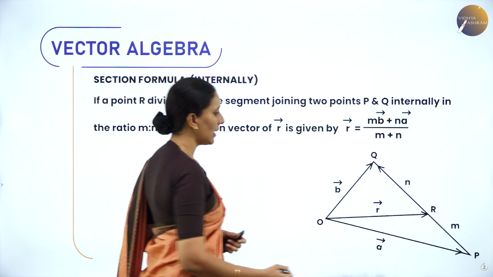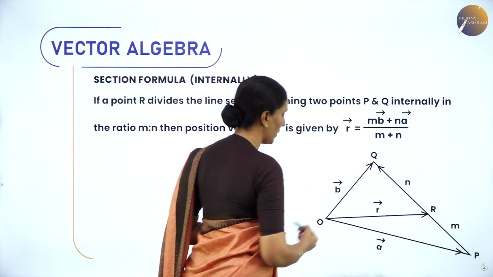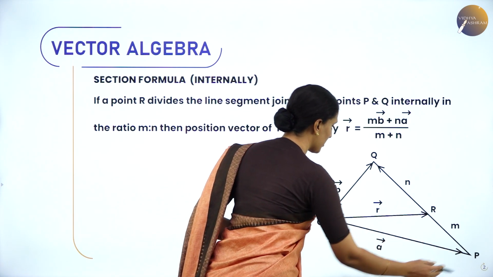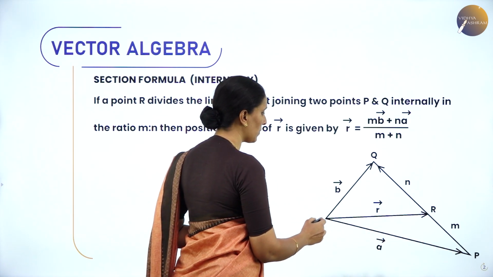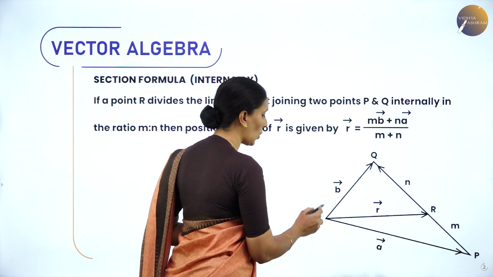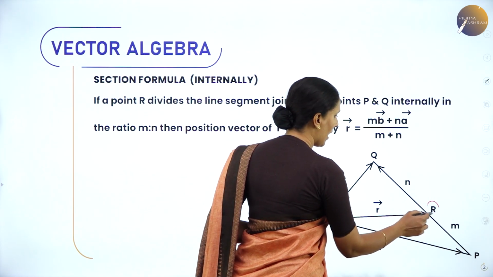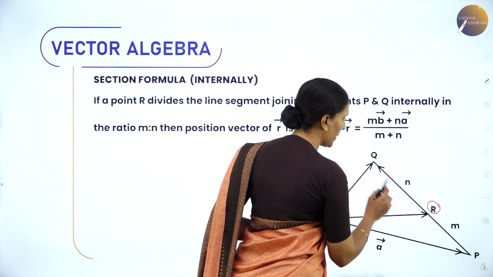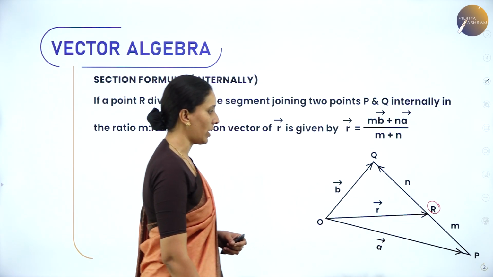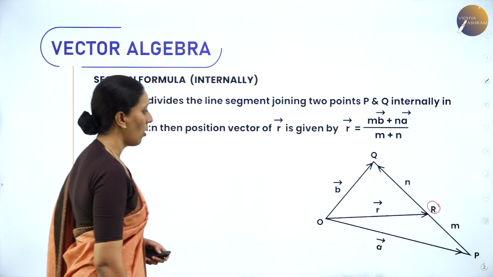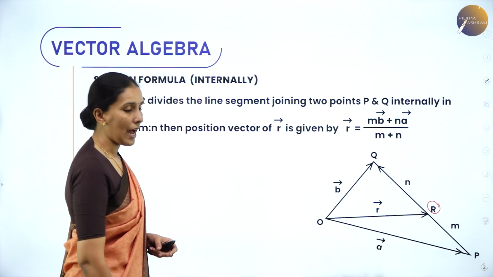Now, consider the line segment PQ. Let vector A be the position vector of point P and let vector B be the position vector of point Q. Let O be the origin with respect to the coordinate axis. Now let point R divide the line segment PQ in the ratio m is to n. Then OR is the position vector of the point R here.